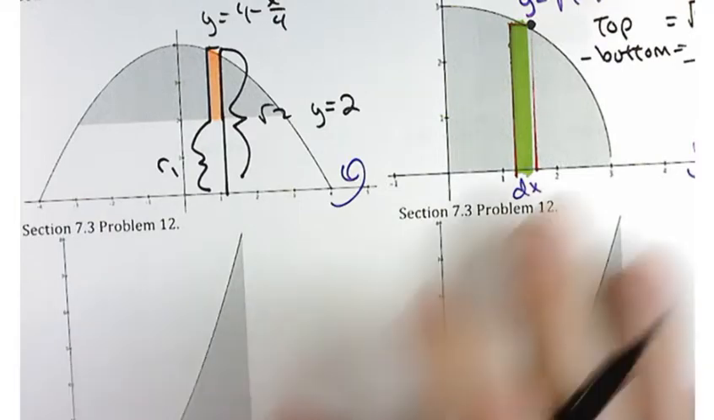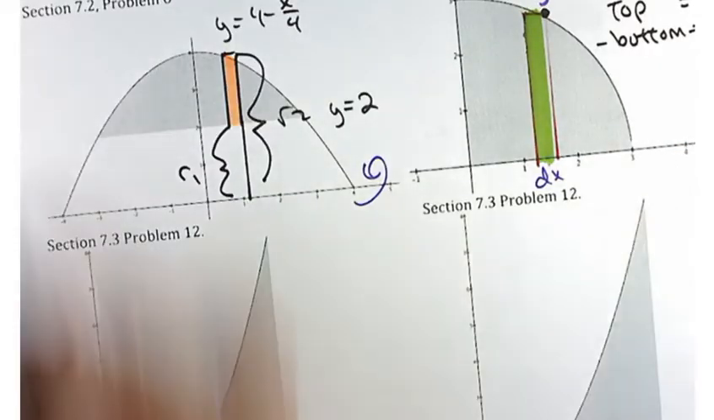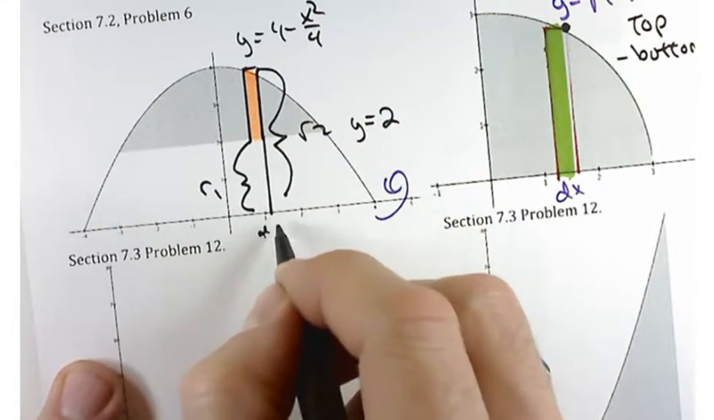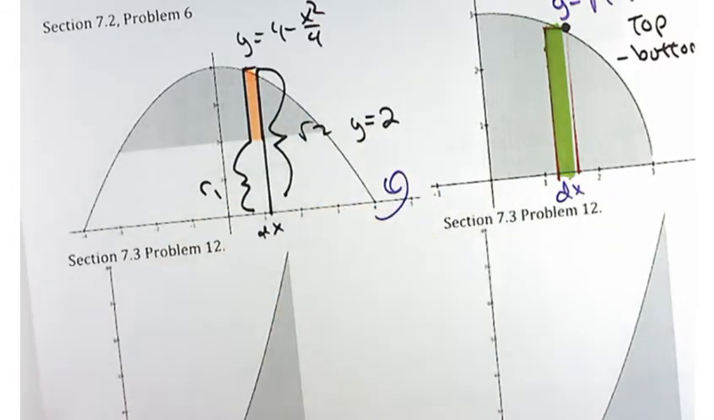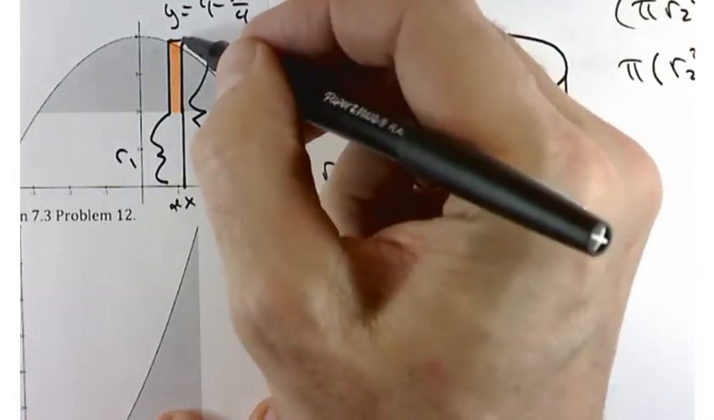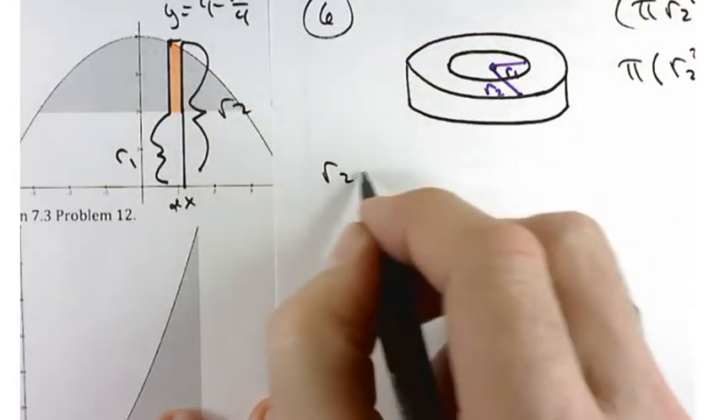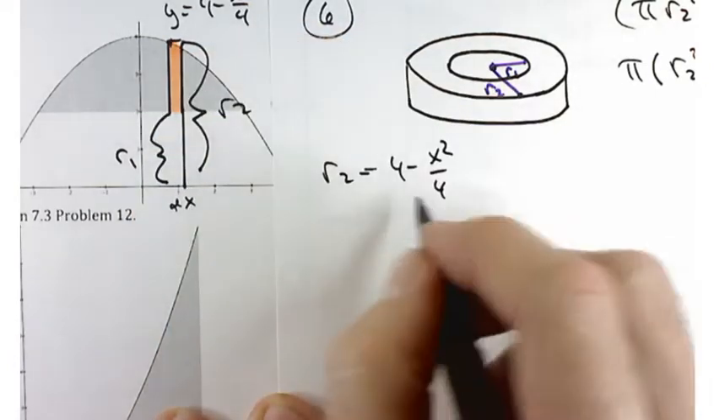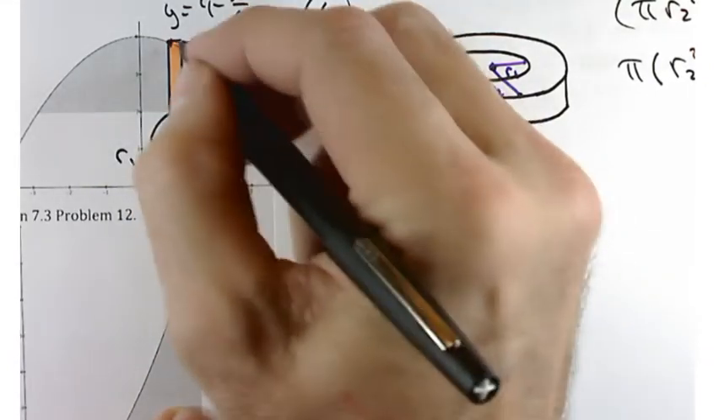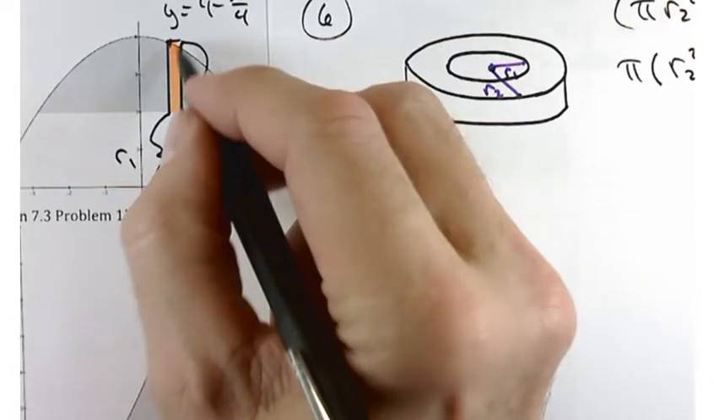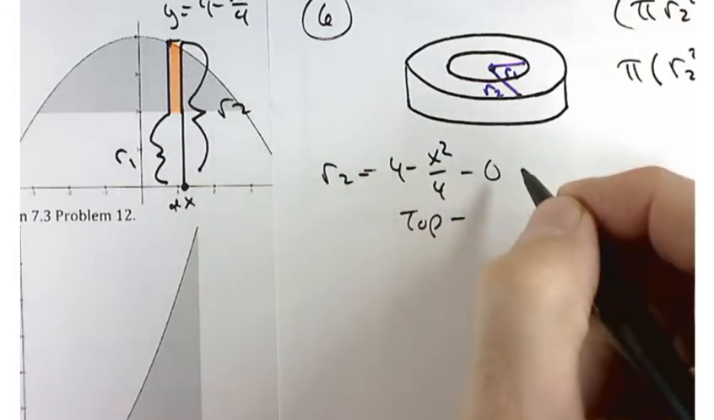So let's come up with some expressions for both of those. Those expressions are going to have to be in terms of dx, because that's our thickness here. So R2, top minus bottom, is going to be 4 minus x squared over 4. That's your top, minus the bottom. What's at the bottom? 0. Just the x-axis.